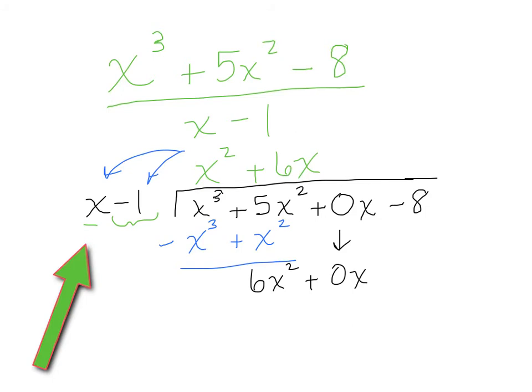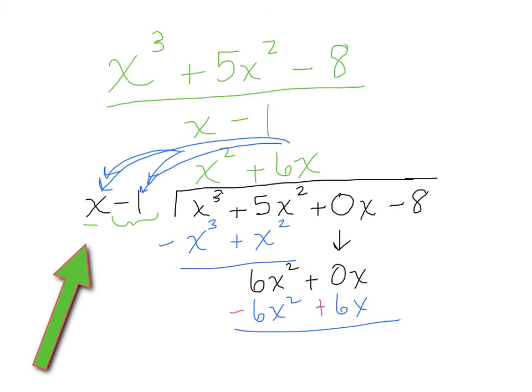Now you've got your multiplication. 6x times x is 6x squared. 6x times negative 1 is negative 6x. This is the step most people miss. Change both of those signs. I should do that in red. So that becomes negative 6x squared, and that becomes positive 6x.